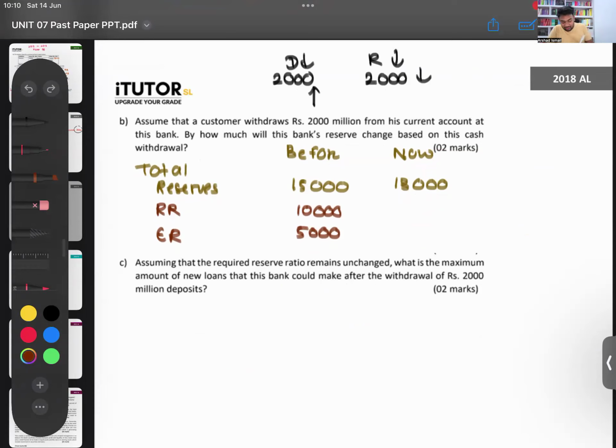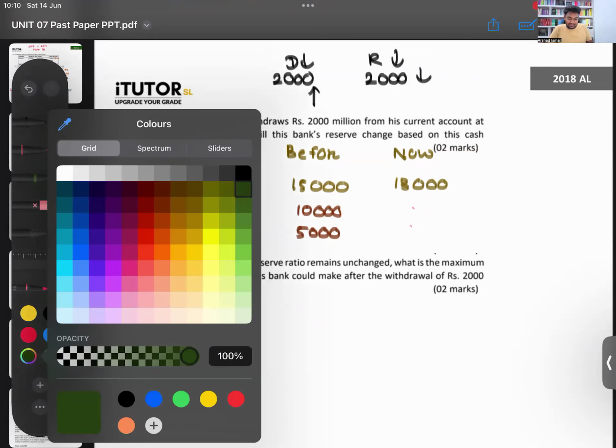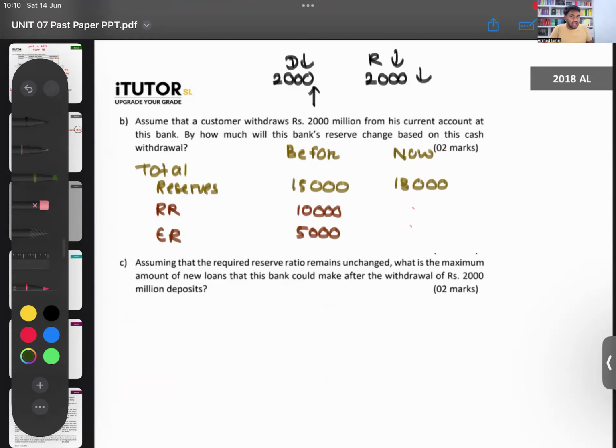Then how can you give me the breakdown for this and this? How much would be required? How much would be excess? Think, how much of deposits do we have now? There were total deposits of 100,000. Customer withdrew 2,000. Now you have deposits of 98,000.